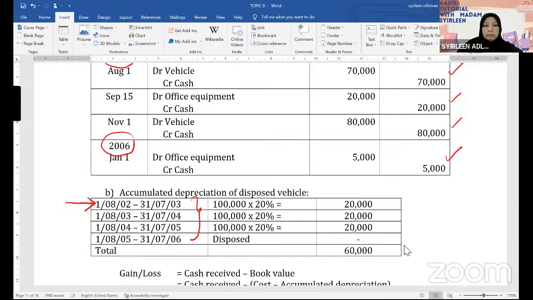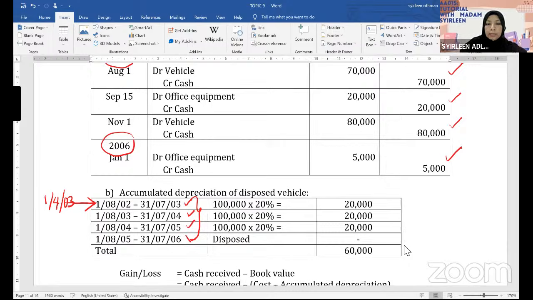So 1st of August 2002 until 31st of July 2003, semasa tahun perakaunan ni, saya beli vehicles tadi. Sebab the vehicles is bought on 1st of April 2003, that means dia berada dekat sini. So this is the first year for the accumulated depreciation. So my accumulated depreciation akan kira from here. This is the first year, the second year, the third year, and this is the disposal year.